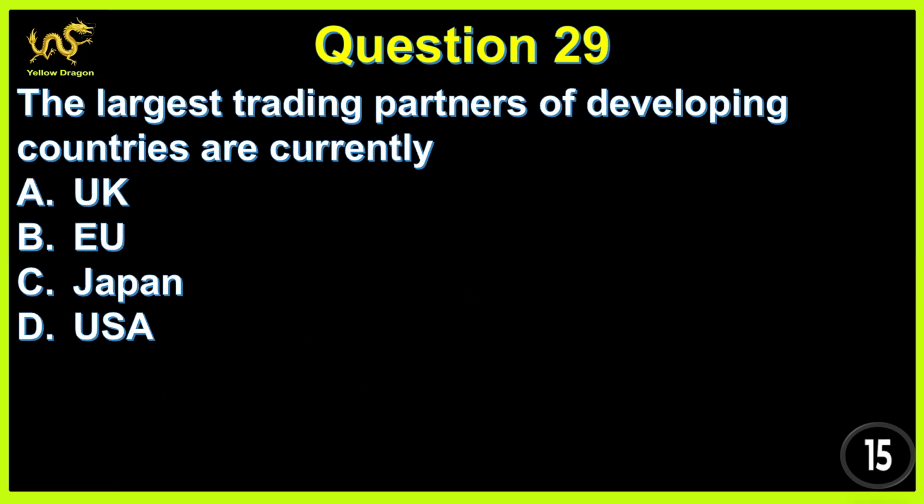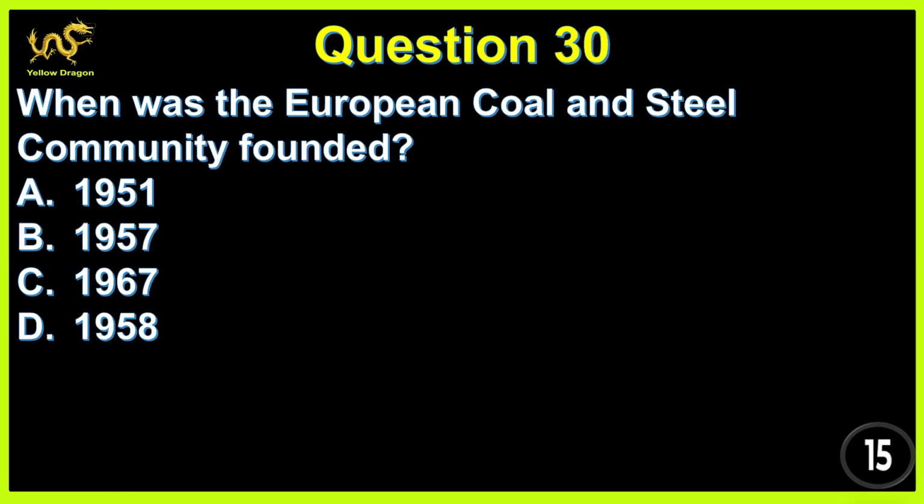The largest trading partners of developing countries are currently: A. UK, B. EU, C. Japan, D. USA. B. EU. When was the European Coal and Steel Community founded? A. 1951, B. 1957, C. 1967, D. 1958.